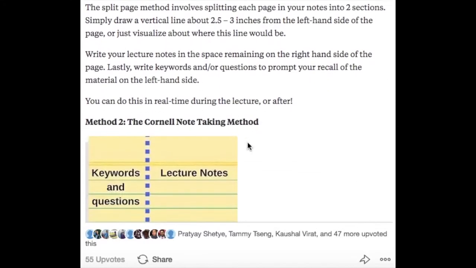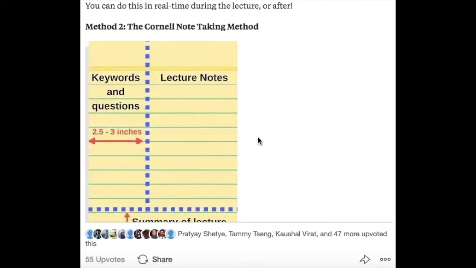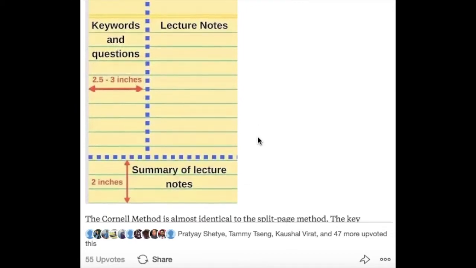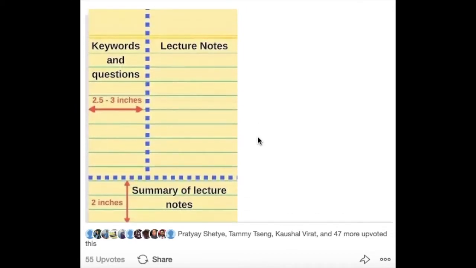The Cornell note-taking method is what I'm going to cover next, and that's very, very similar to the split page method. As we can see here on the screen, you're going to have that 2.5 to 3 inch margin on the left-hand side of your paper, and the bulk of your page will still be for lecture notes. The only main difference is that down at the bottom of the page, you're going to leave about 2 inches for a summary, and it's best to do that after class. Same with the keywords and questions. If you can't think of them on the fly, you can always write them in after class. That's a valid way of doing it too, for the split page or the Cornell.